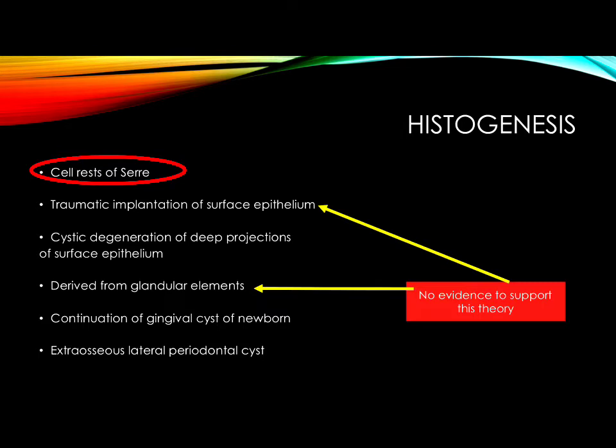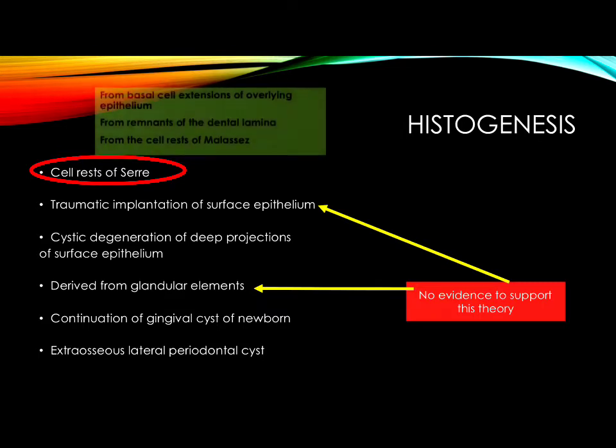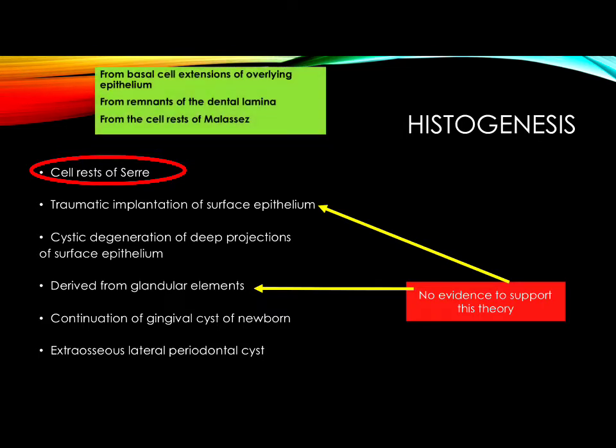Now currently the origin from the cell rest of Serres, the cell rest of Malassez, and that it may be derived from the basal cells of the overlying epithelium are the concepts which are getting lots of attention. But however, the source of epithelium is still unanimously considered to be from the cell rest of Serres.